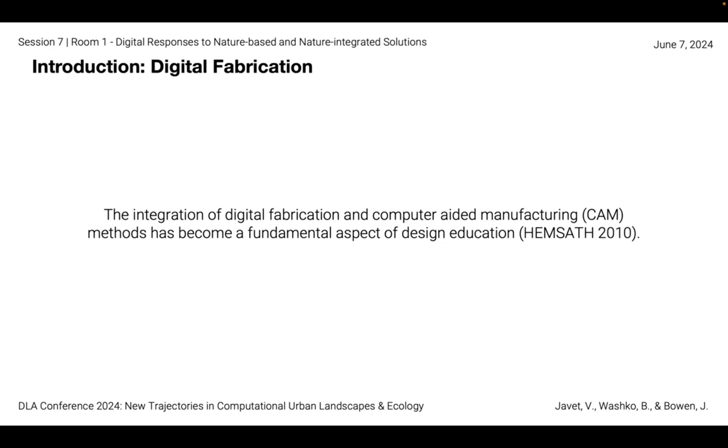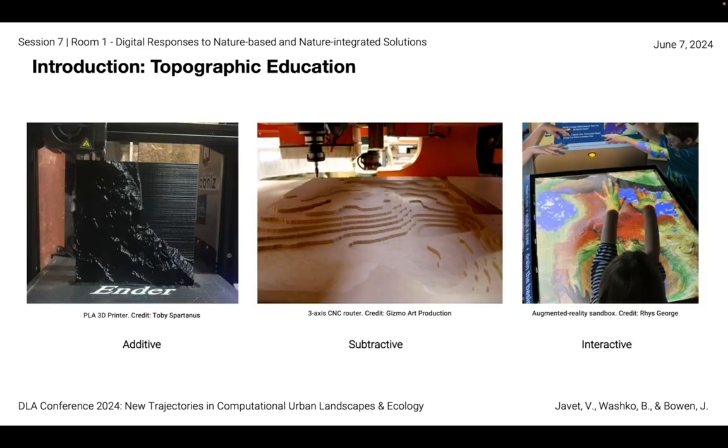The integration of digital fabrication and computer-aided manufacturing methods has become a fundamental aspect of design education. These methods revolutionize the way students and professionals conceptualize, design, and create physical models of architectural and landscape architectural projects. Methods of making can relate to manufacturing, so things that are additive and subtractive, such as CNC, which we'll talk about today, laser cutting and 3D printing, but they can also be thought of as interactive methods, such as augmented reality sandboxes or clay, more traditionally clay models, which have really strong pedagogical value.